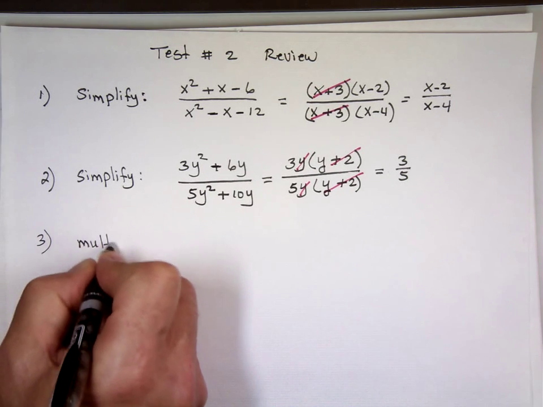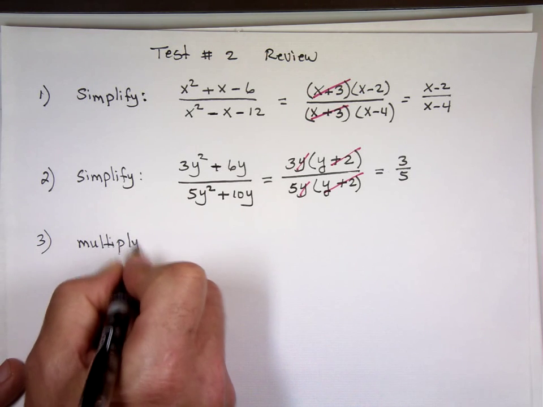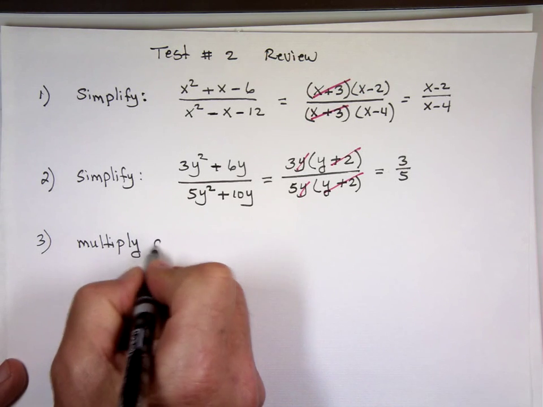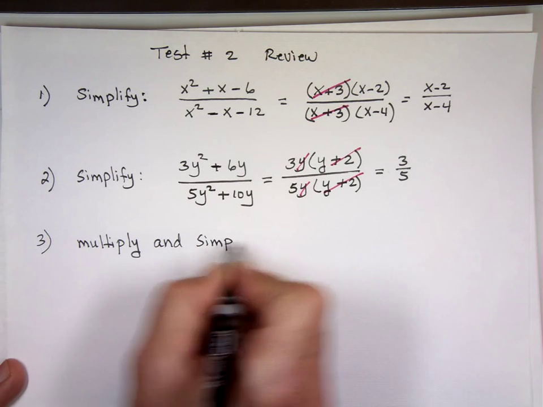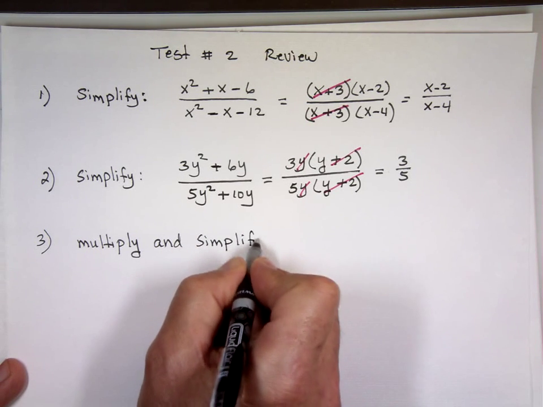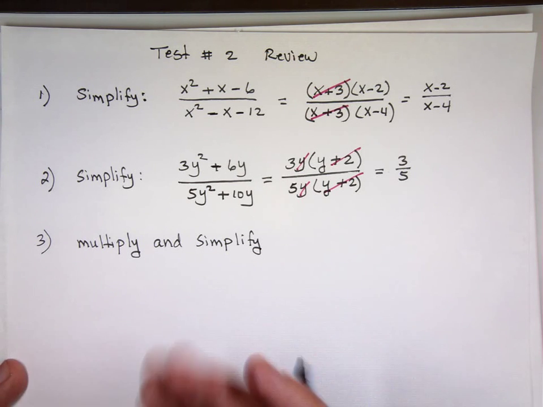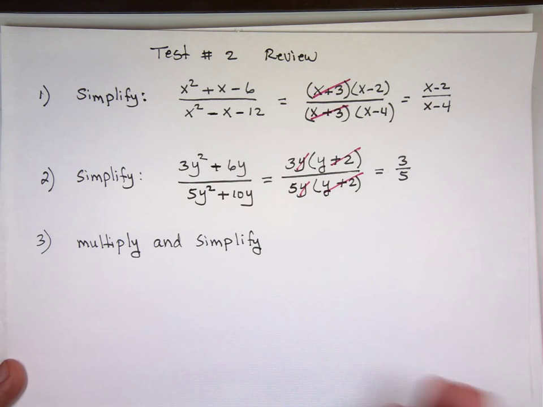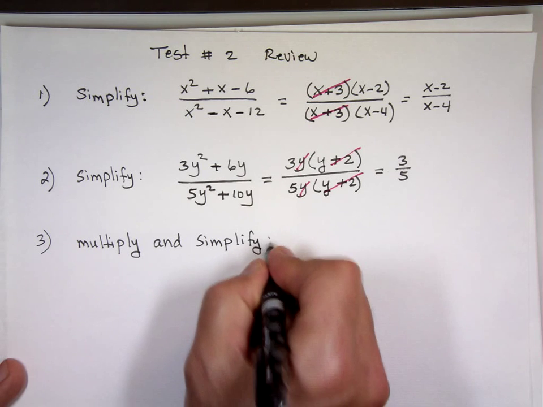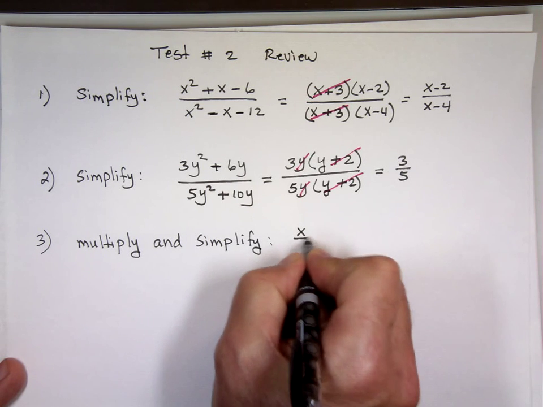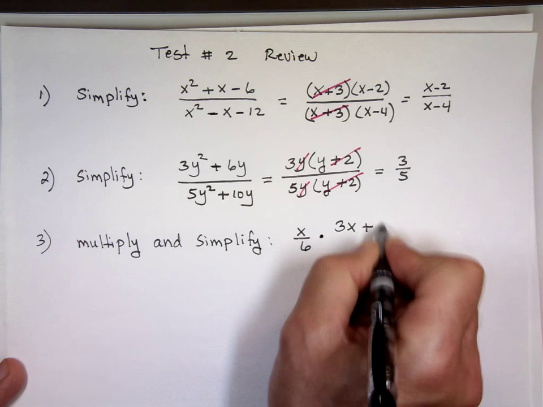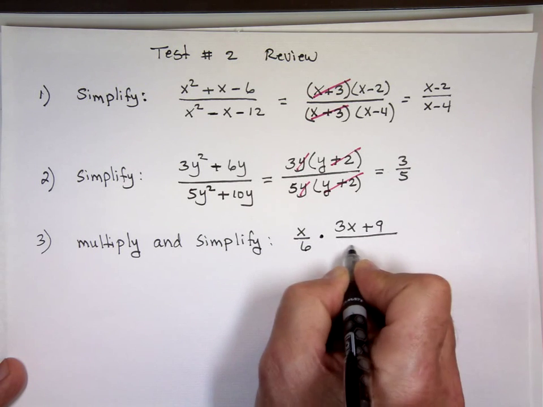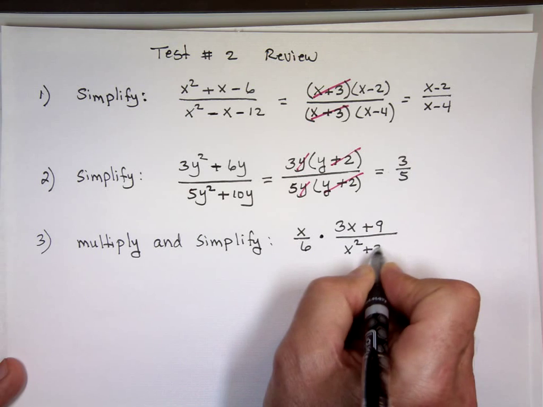Multiply. Now when we say multiply, it really meant multiply and simplify. You can't leave your answer without simplifying it. So you're not going to see me write multiply and simplify down the road. This is the only time I'm going to put it there. So it's x over 6 times 3x plus 9 over x squared plus 3x.